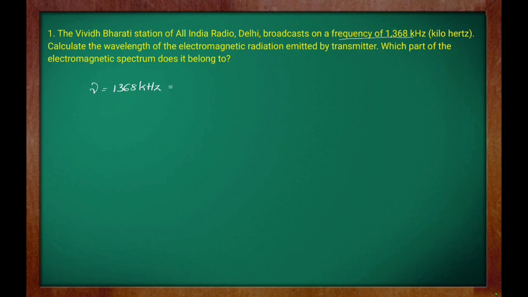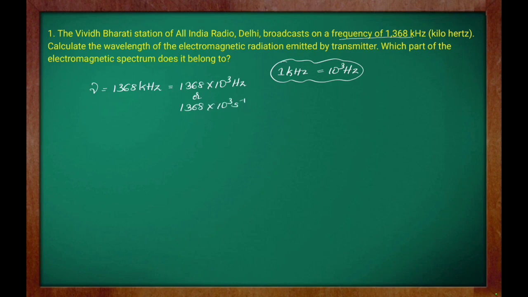So let us convert this kilohertz, which means 10 to the power 3 hertz. So converting it, 1368 into 10 to the power 3 hertz, or the unit is per second. So this is 1368 into 10 to the power 3 per second.